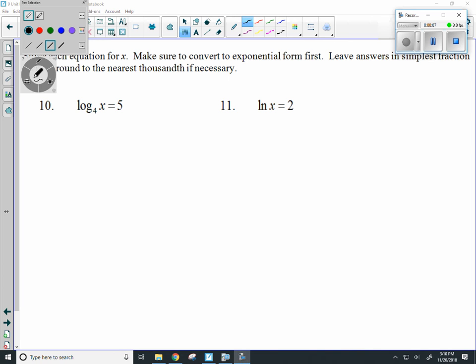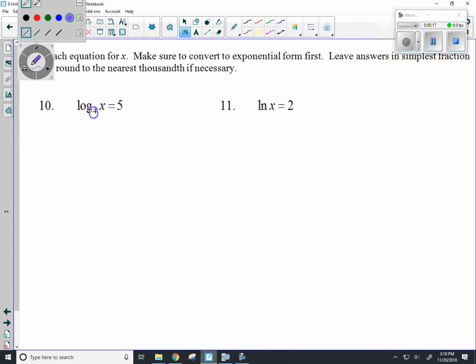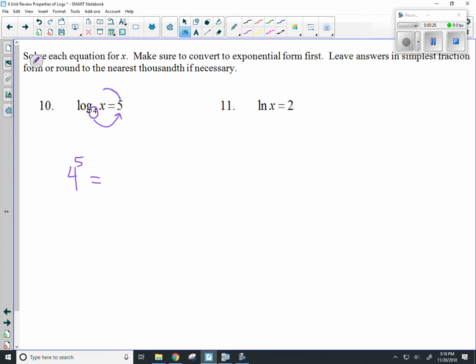Alright, these ones we're going to solve for x, and the x's are in different spots on these equations, but you're going to start by rewriting it as an exponential. Whatever the base of your log is becomes the base of your exponential. Whatever it's equal to becomes your exponent. And then whatever's here is what it ends up being equal to.